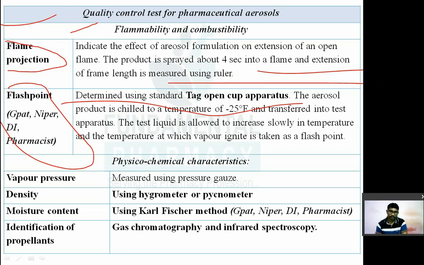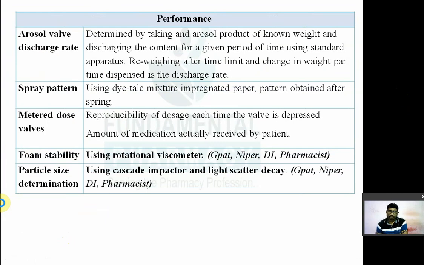Okay. फिजिको केमिकल कैरेक्टरिस्टिक ऑफ वेपर प्रेशर कैसे मेजर करेंगे, डेंसिटी कैसे मेजर करेंगे यूजिंग हाइग्रोमीटर और साइक्रोमीटर, मॉइस्चर कंटेंट यूजिंग कार्ल फिशर apparatus, आइडेंटिफिकेशन ऑफ प्रोपेलेंट बाय यूजिंग गैस क्रोमेटोग्राफी और इंफ्रारेड स्पेक्ट्रोस्कोपी, परफॉर्मेंस चेक में आपका ये रहेगा एरोसोल वाल्व डिस्चार्ज रेट, वाल्व का डिस्चार्ज रेट कितना है, it is measured by taking aerosol product of known weight and discharging the content for a given period of time with standard apparatus. Then again we have to reweigh.